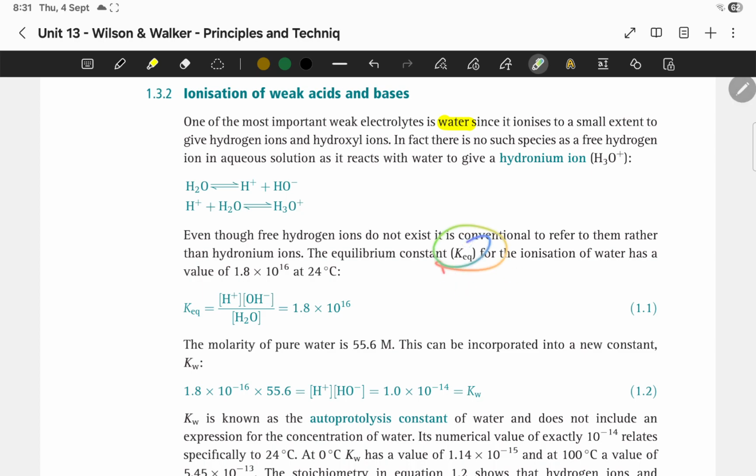The equilibrium constant of the ionization of water has a value of 1.8 into 10 raised to power minus 16 at 24 degrees Celsius. It is called Celsius or centigrade.